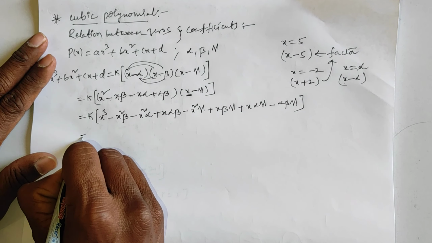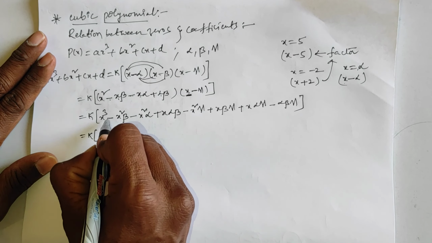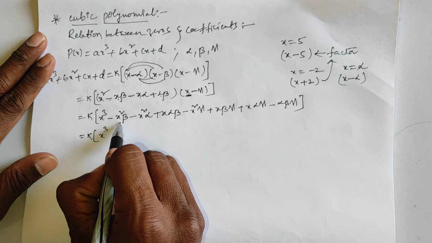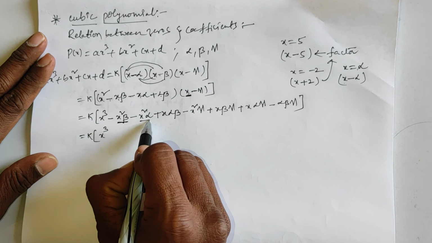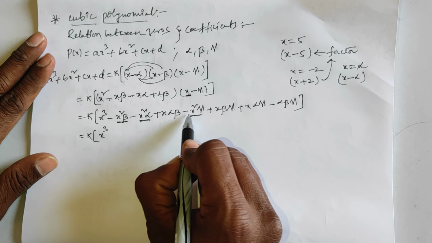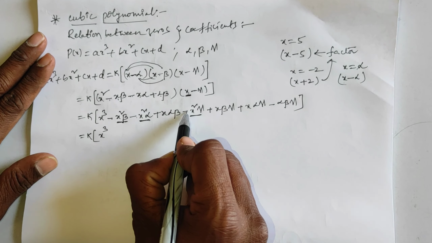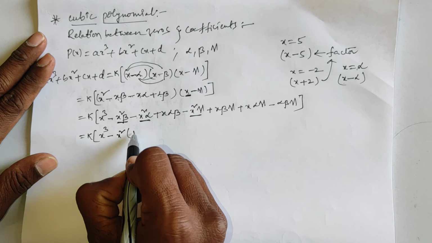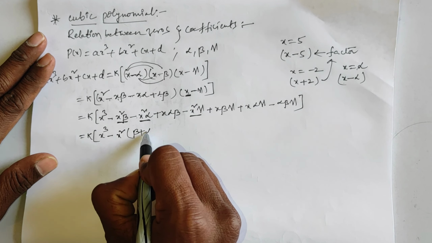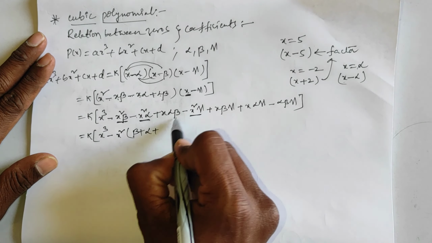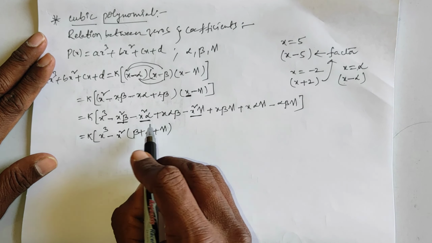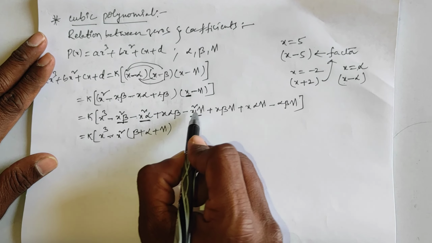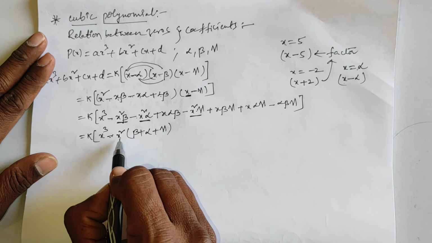Now we'll see what the common factors are. We have k of x cube, having degree 3, and I'm writing it as it is. Coming to x square beta, x square alpha, x square gamma, minus x square is common. I am taking minus x square as a common factor. What is the remaining here? Beta plus alpha plus gamma. If you check, minus into plus is minus, so we got x square as a common factor.